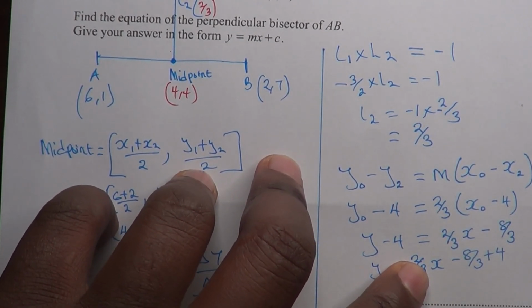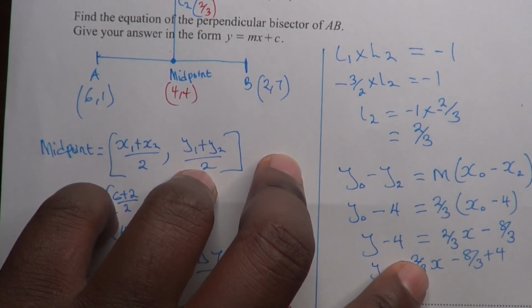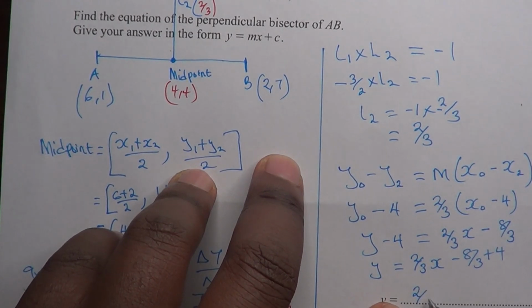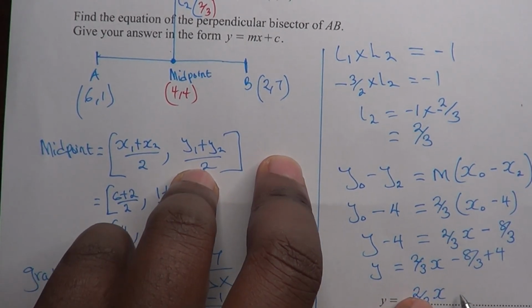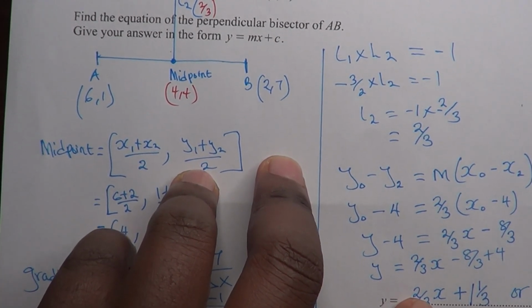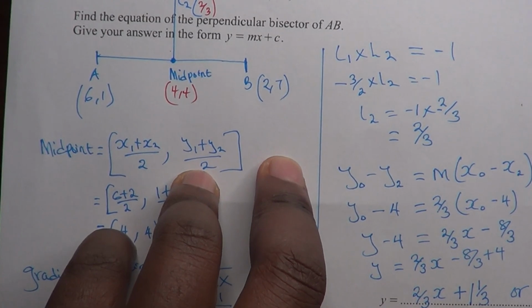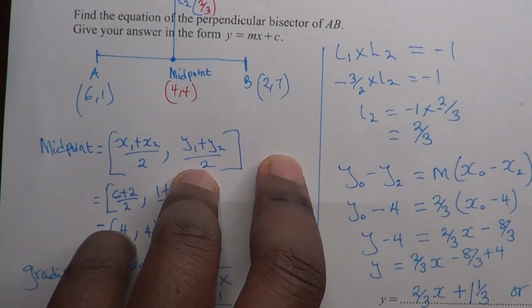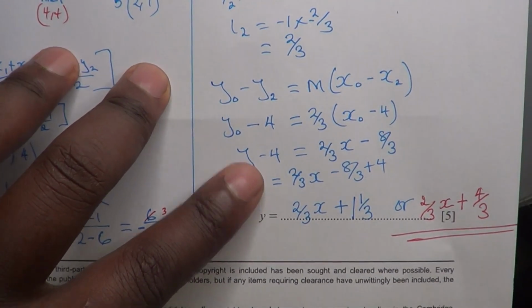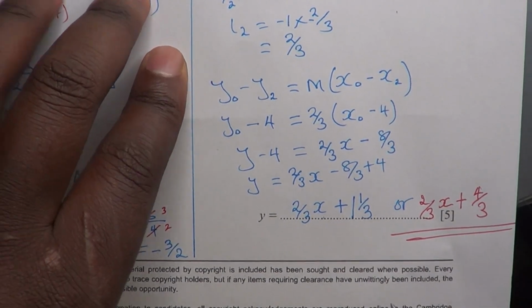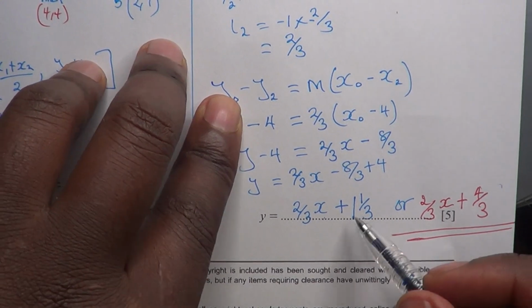Now minus 8/3 plus 4, you get your answer to be 2/3x plus 4/3. So that is the answer. Okay, 2/3x plus 4/3. This one here I've changed into an improper fraction. This one here you can change into a mixed fraction.